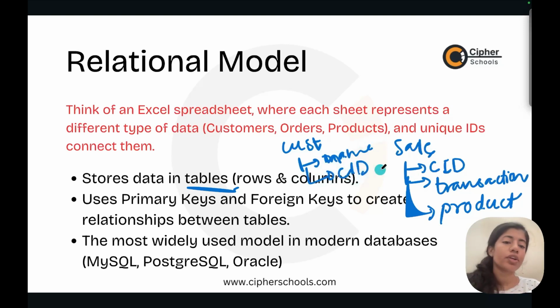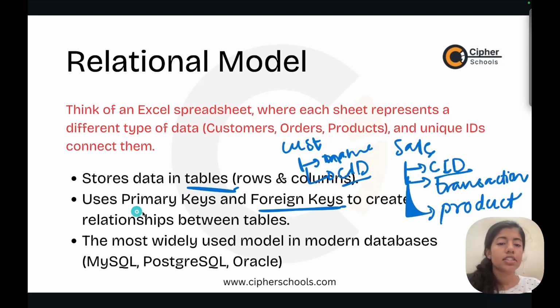So what you're doing here is relating the customer table with the sales table, and you are using the customer ID to relate them. You are saying, for this customer ID, go and search in the customer table and you'll find his name. So this is the attribute you're using to relate the two tables. And here we call this a foreign key, when we use a particular unique ID to relate two tables.